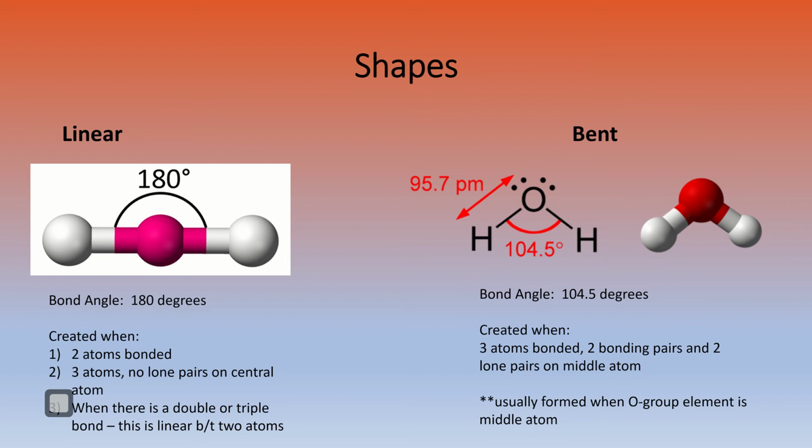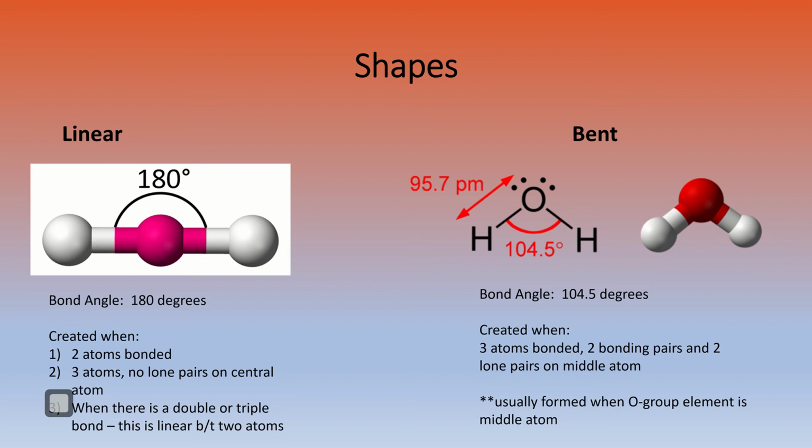The first one is the linear shape, okay? That means the bond angle for a linear shape is 180 degrees, because that's what a straight line is. This is generally created when you have two atoms bonded. When two atoms are bonded together, they're going to create a linear shape, because one's on one side, one's on the other, regardless of what the rest of the electrons do, all right? That's going to be the best shape for two atoms.